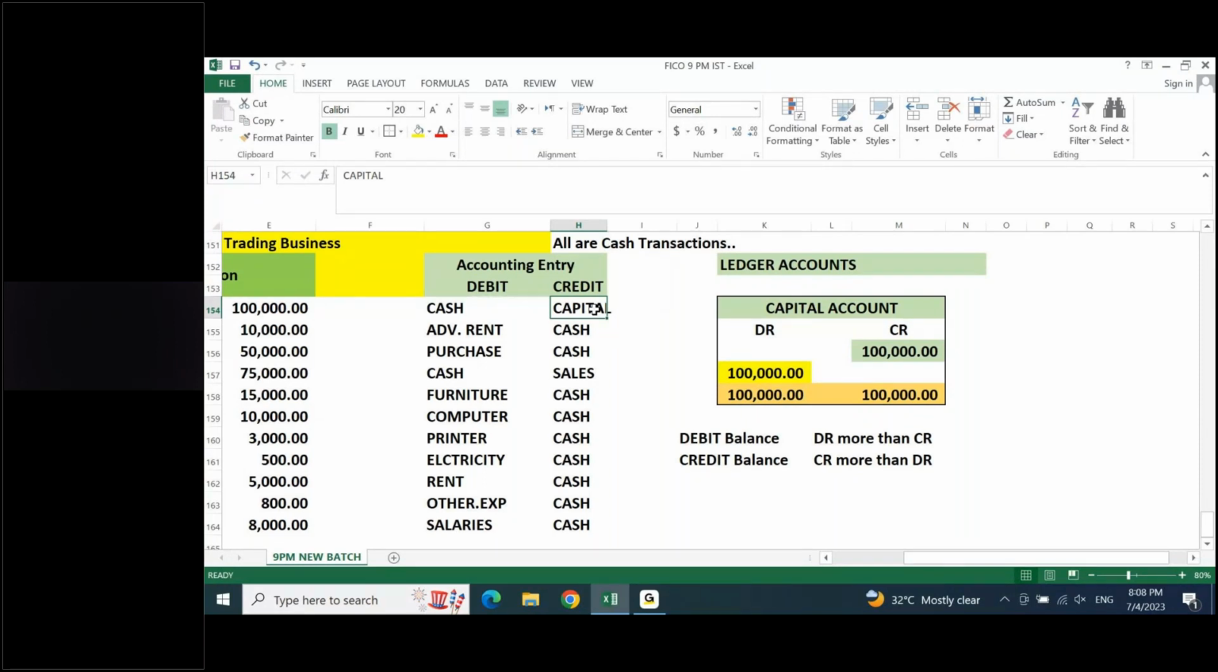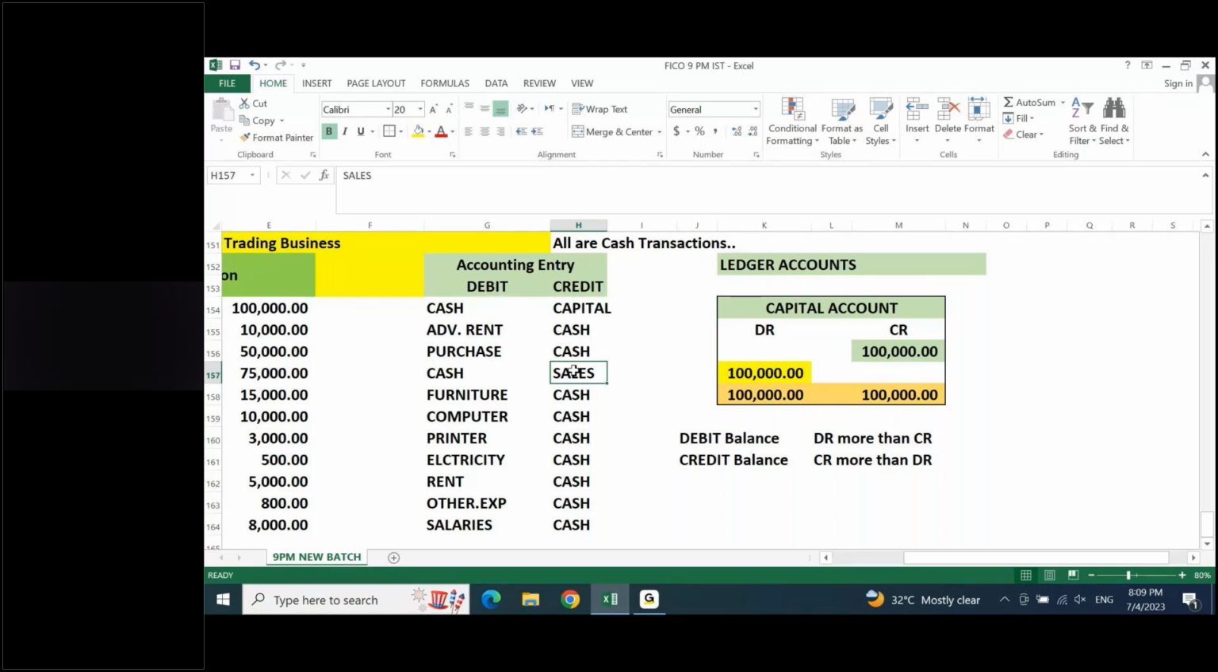Similarly, if I take advance rent account, I will say advance rent account shows debit balance. Am I correct? Yes, sir. If I say purchase account, I will say purchase is showing a debit balance. If I talk about sales, I will tell sales shows the credit balance because there is only one accounting entry for sales. In that entry, your sales is credited. If sales is credited, sales will show credit balance.